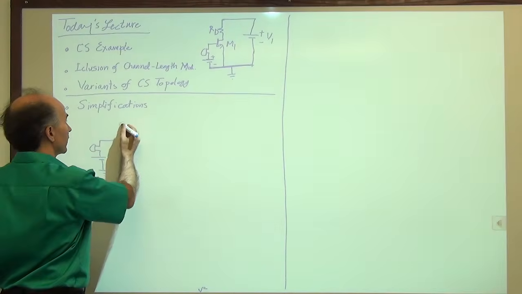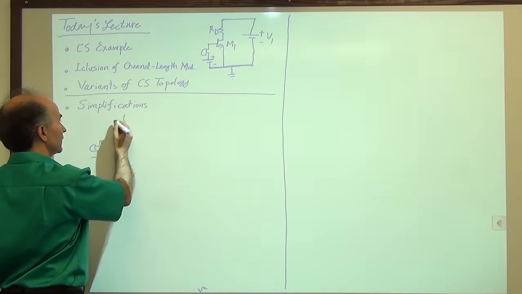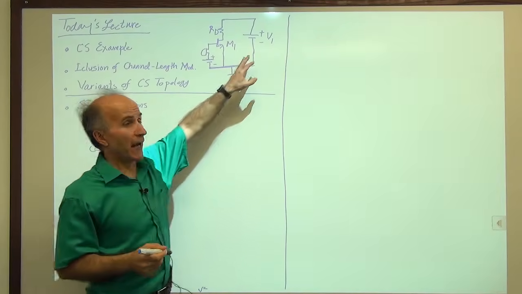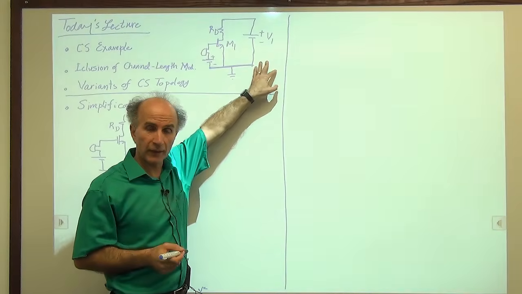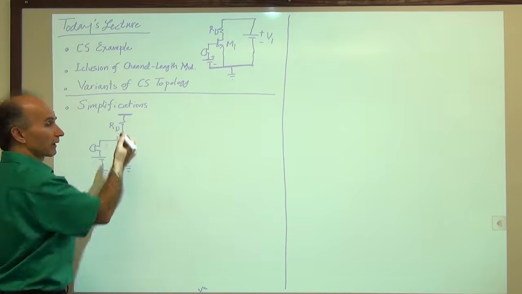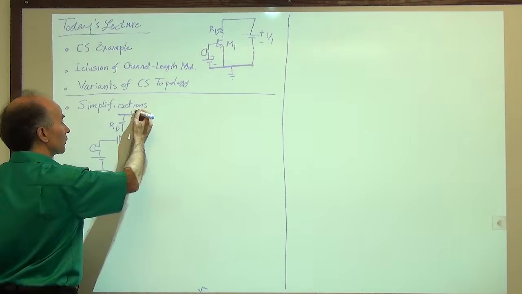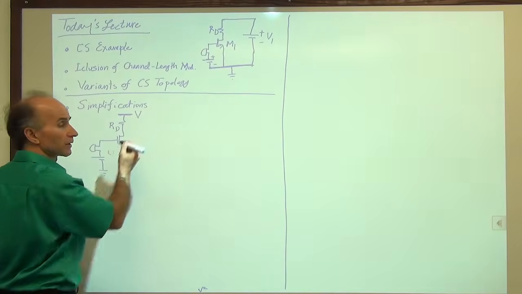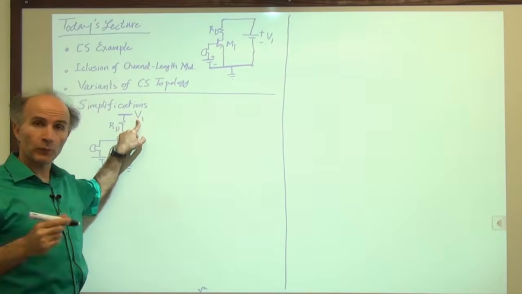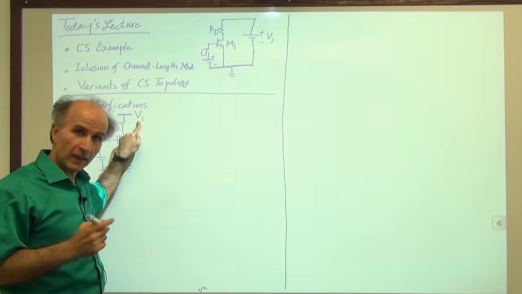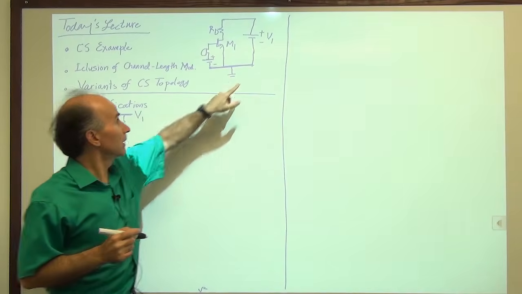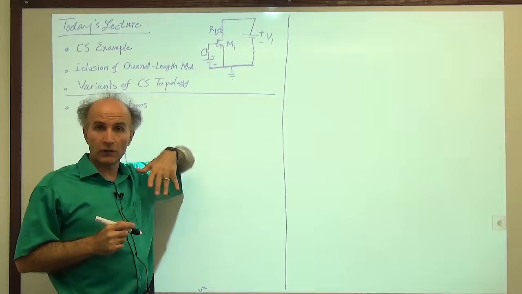And then the drain goes to RD, and then RD connects to a battery. And this is our power supply, and we really don't want to draw it every time. So we will draw a thicker line up here. You can call it a supply rail, and we write V1 here. Now, when I write V1 here, I hope there's no confusion. What this really means is that there is a battery connected between this point and ground, this common rail here. But we just didn't draw the battery.